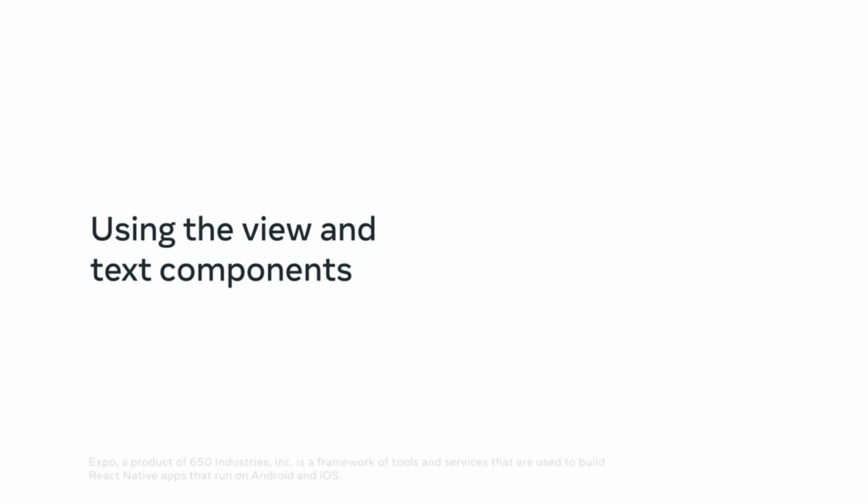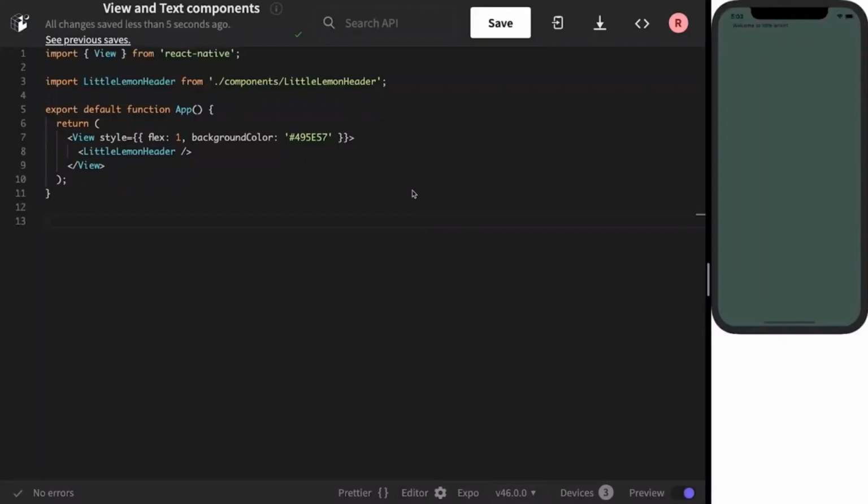In this video, I will demonstrate how to use the view and text components using the Little Lemon restaurant app. The core components of React Native are view and text. In the root level component, you have view as the parent component, and within this view, you can have one or many children. The Little Lemon header component is a child of this view component, and I've passed some styling properties to the view. I've given it a flex property of 1 and a green background color as displayed on the emulator. Flex 1 means that the entire mobile screen is taken up by this view. This is because it's the parent view of the root component.